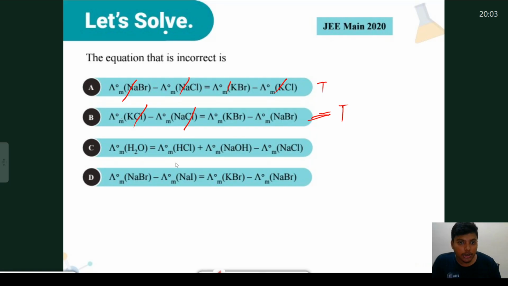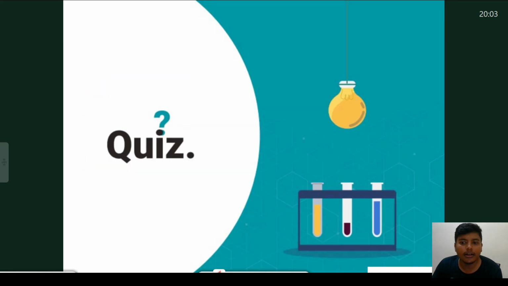Here water. So we need to find H plus, OH minus actually. In case of water, chlorine and chlorine cut, sodium and sodium cut. So H plus OH minus. So this is also true. Now NaBr minus NaI. Br minus I. Br minus Na minus. So this is false. Understood? Simple question, simple. Okay, next.